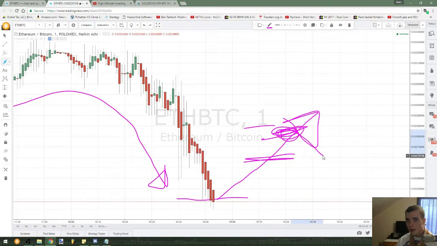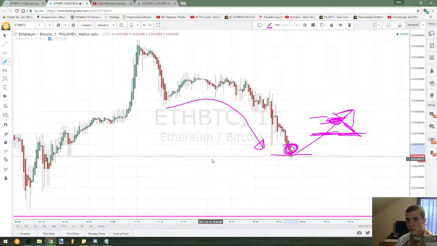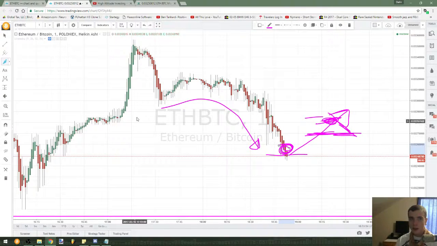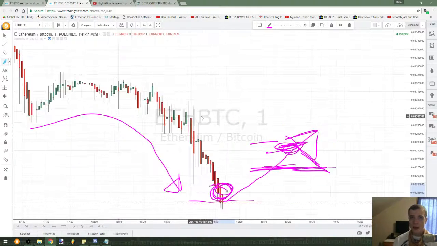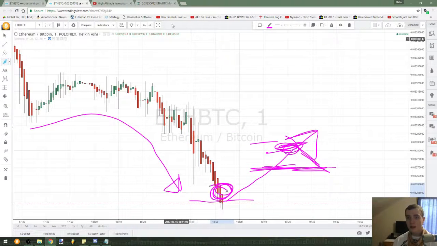That way, if it does in fact go down to that area right here, then you'll still make profit because you bought in clear down here. So, yep, that's why it's important to use software like this, and TradingView is a good free one.